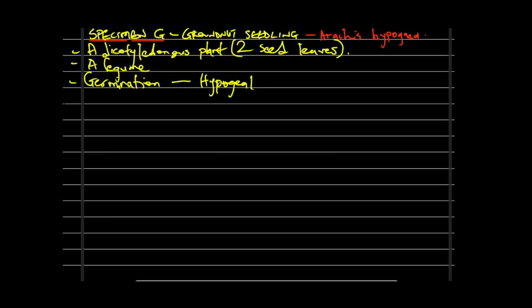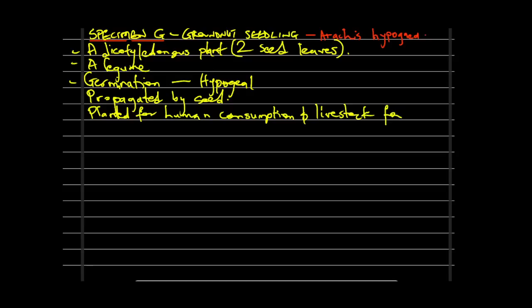And then we said that its germination is hypogeal. Also, the seed remains in the soil. We can have other examples, like pea, mango, wheat, rice. This groundnut is propagated by seed. Now, it is planted for human consumption. Also, it can be used for livestock forage. That is why it is being planted. It is an annual plant, and so it completes its life cycle in one planting season.